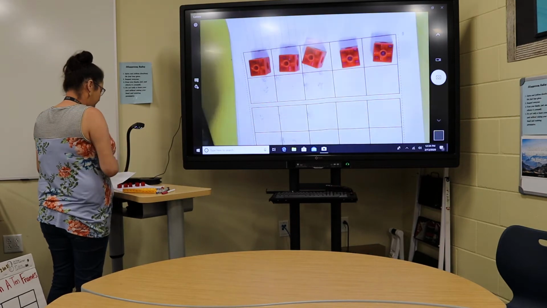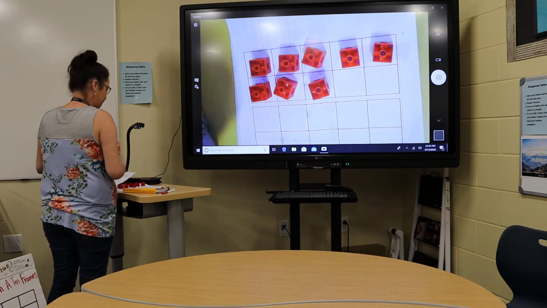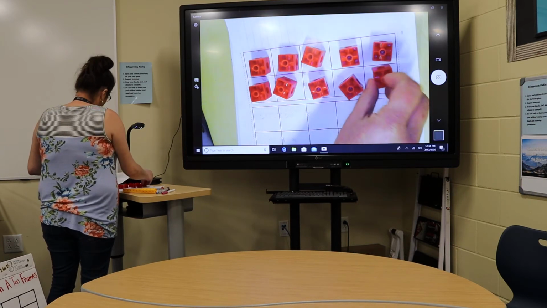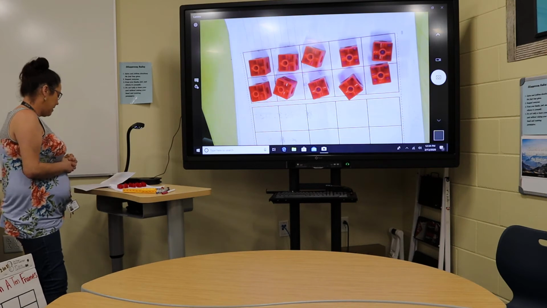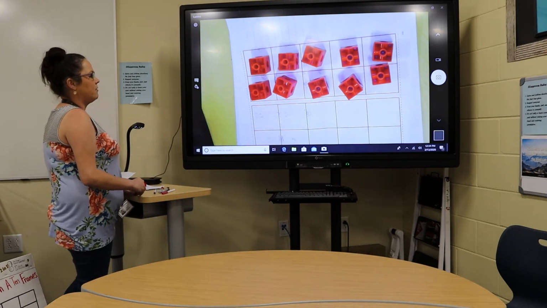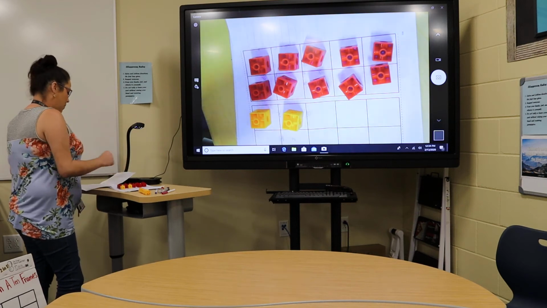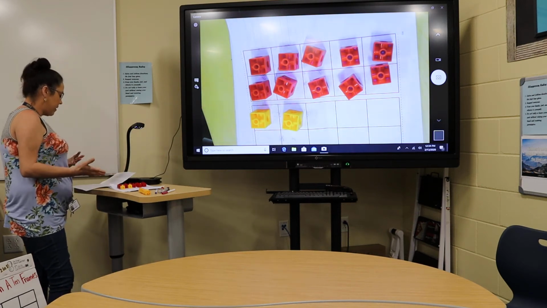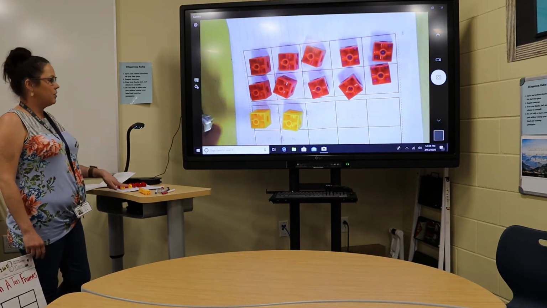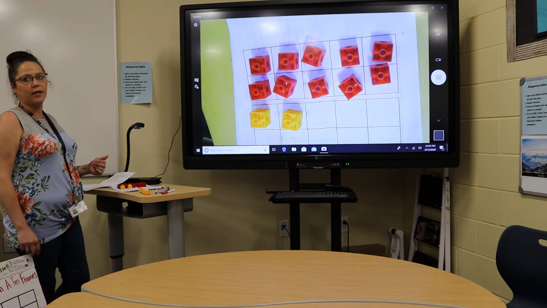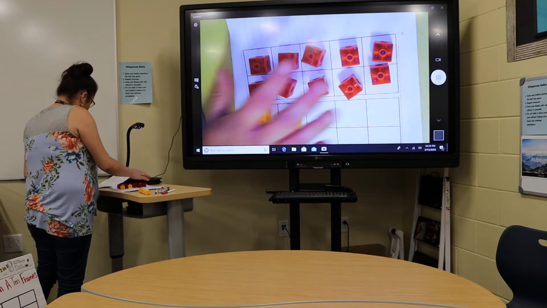So let's fill up our first 10 frame. There's 5 on the top and 5 on the bottom. That gives us 10. Very good. Now we're going to add 2 more because he received how many more? 2 more. So when he got 2 more, how many bouncy balls does he have in all? Well, we know this is 10, and we add 2 more. So 10 and 2 more gives us 12. 12 bouncy balls. Okay?